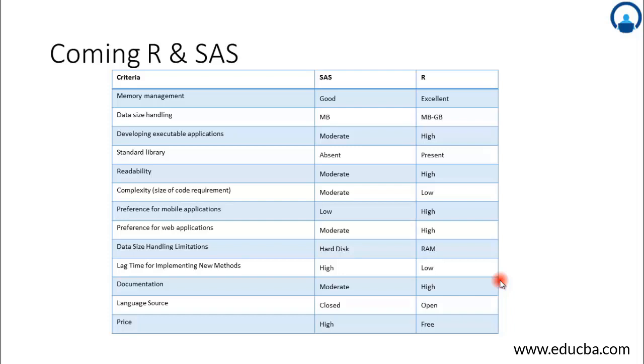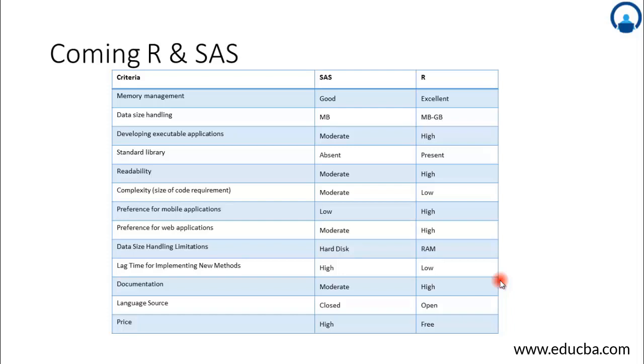The lag time for implementing new methods is very low, because as I said the community is pretty huge, and once a package comes up, everybody quickly experiments and puts their notes. You can get live help from a lot of online platforms. Documentation is very high. CRAN, everything is well documented.